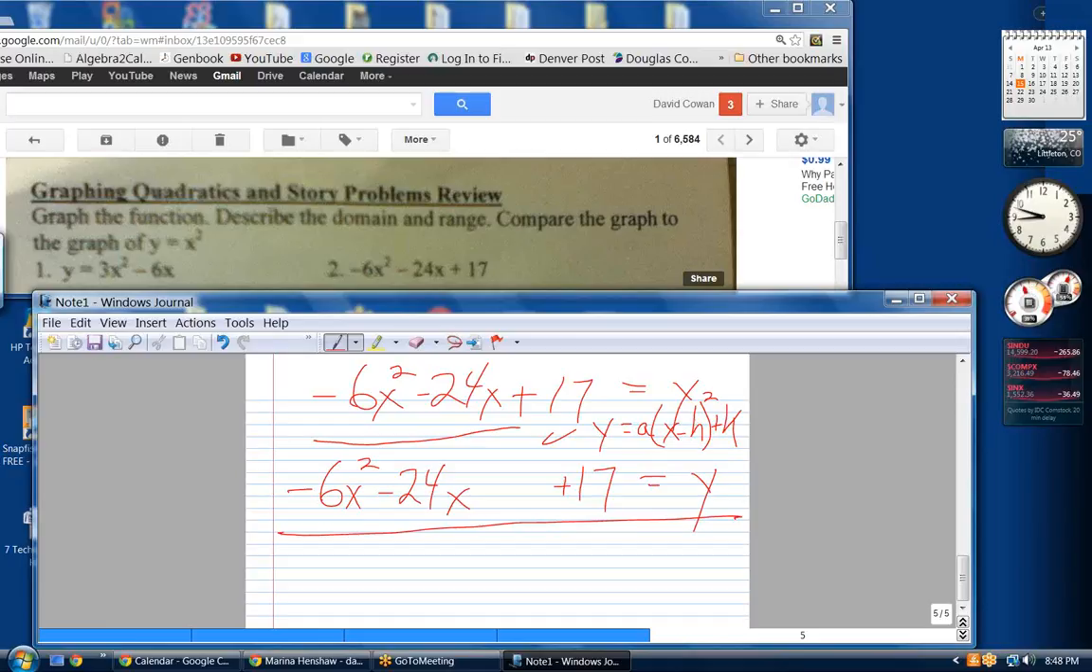Okay. So in order to do that, I got to complete the square. If we're going to take an expression like this, and be able to write it as an x minus h quantity squared, then I have to complete the square to do it. Okay? So what's the first step in completing the square?